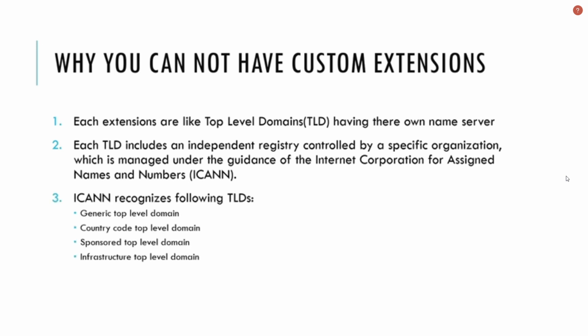There are more than 200 extensions. They are majorly categorized into four different parts: generic top level domains like .com, .biz, etc.; country code top level domains like .in, .de, .us; and there are sponsored top level domains and infrastructure top level domains. That's all for now.